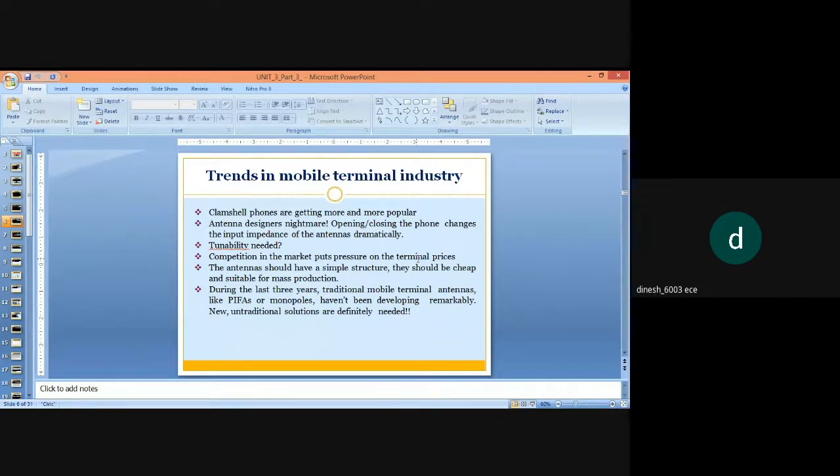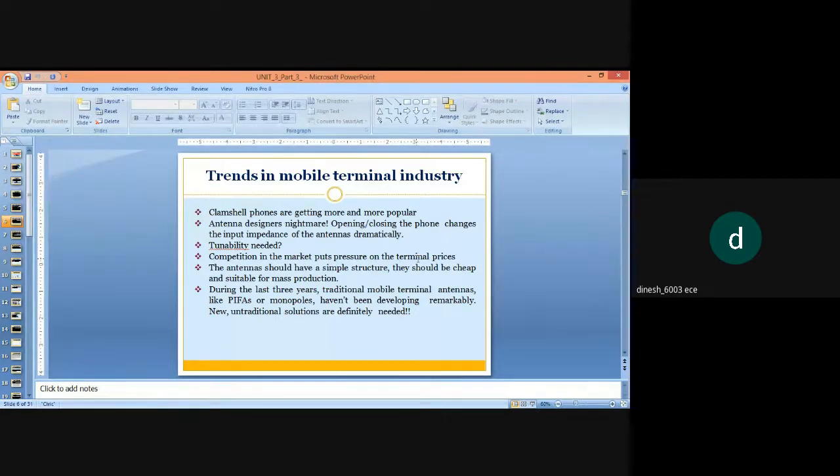Then the competition in the market puts pressure on the companies on the design of the antenna. The antennas should have a simple structure. They should be cheap and suitable for mass production, since there are many products and much more production.